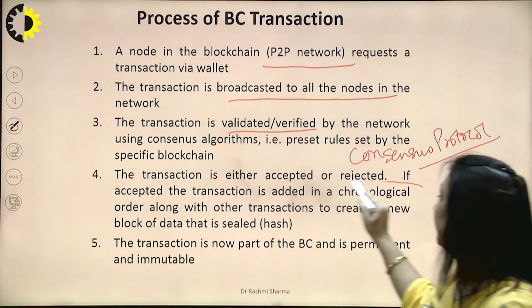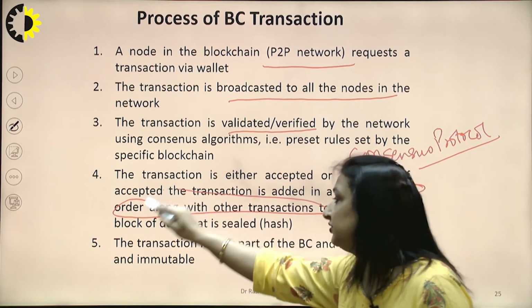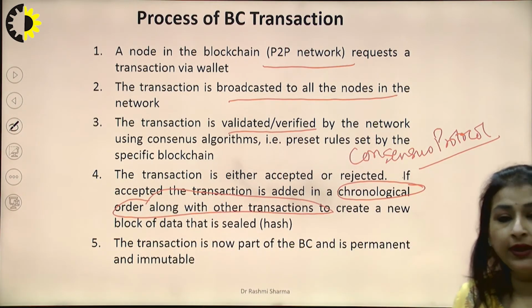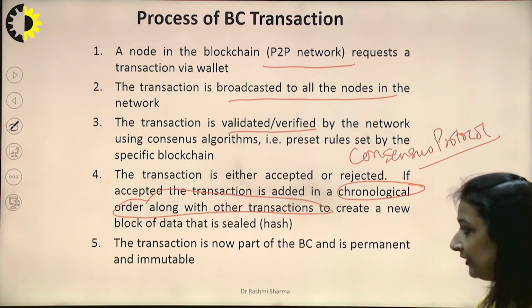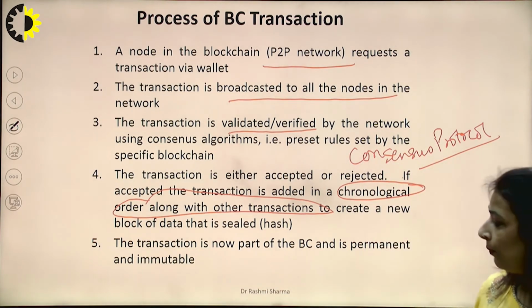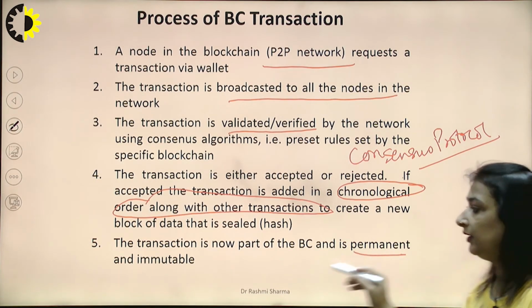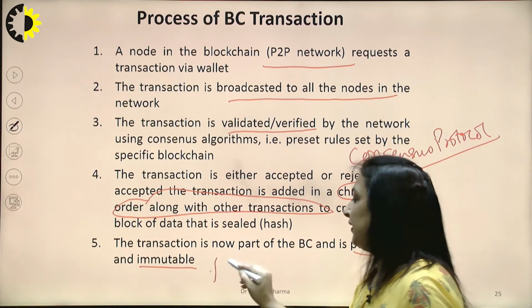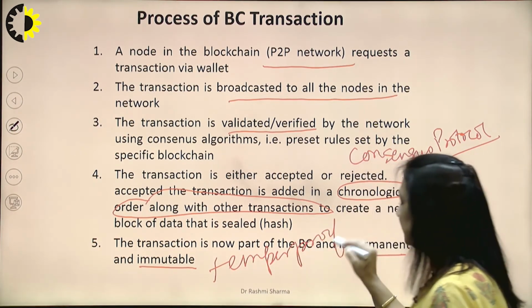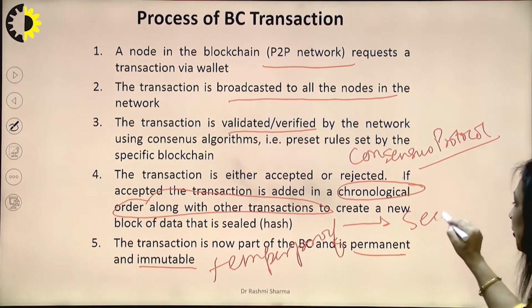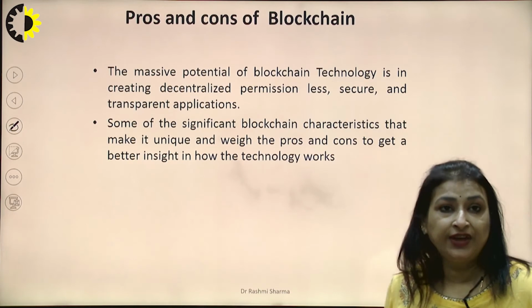This is important in the chronological order, along with other transactions which are created and sealed together, packed together in one packet, and that is called the hash. And the transaction has now become a part of the blockchain, and it is permanent and immutable. That is, it is tamper proof. And this tamper proofness tells you it is very secure. So security is the main thing which we have.